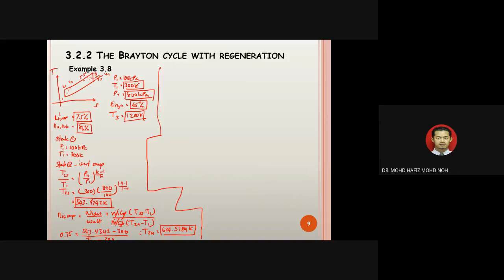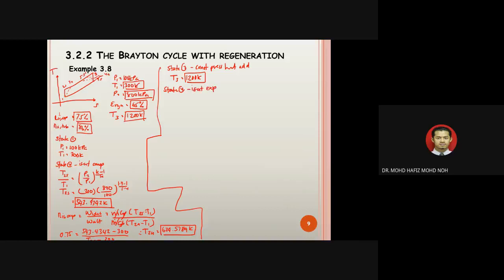And then you can proceed to state 3. State 3 is the process of constant pressure heat addition. We see T3 here is given as 1200 Kelvin. So no problem, get this one. And then you can proceed to state 4. We go for state 4.